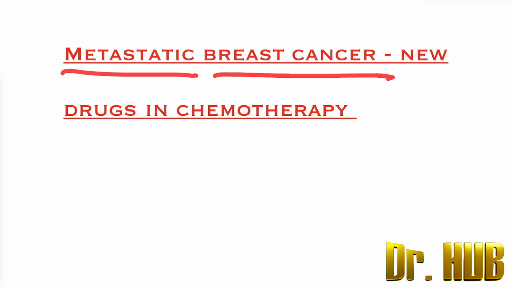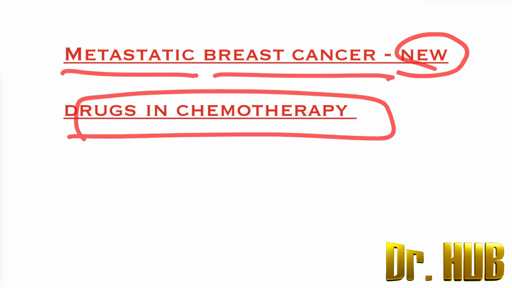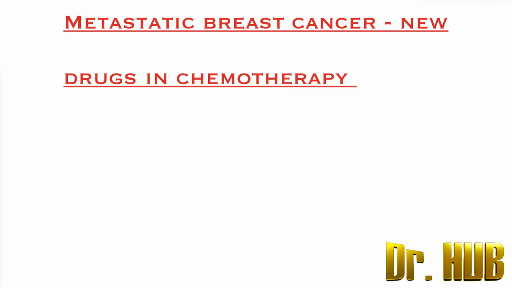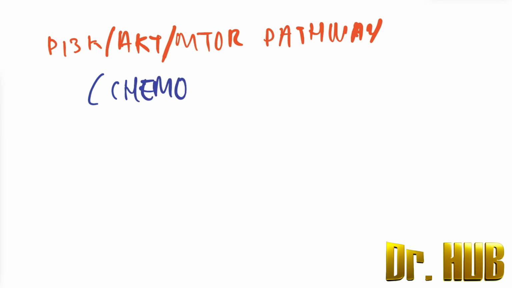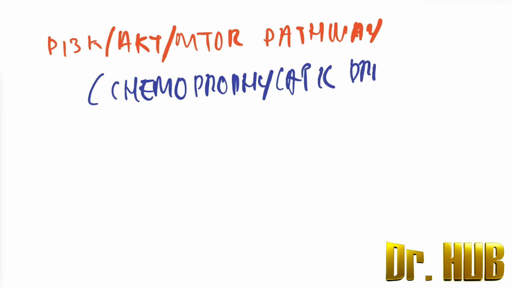Metastatic breast cancer, that is, new drugs which are involved in the chemotherapy. Now the treatment for metastatic breast cancer is by targeting the PI3K, AKT as well as the mTOR pathways. And this has led to newer chemoprophylactic drugs.